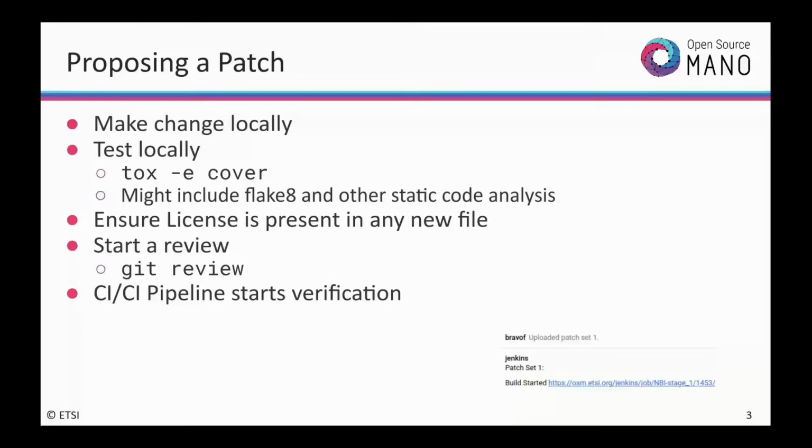Then we start a review. You do that by issuing the git review command. And once you do that, it'll be available in Gerrit, and the CI/CD pipeline will start up from that. So here is an example of output from Gerrit. We can see, oh, Fabian happens to have uploaded a patch, and Jenkins then comments, hey, I've started a build for this patch.